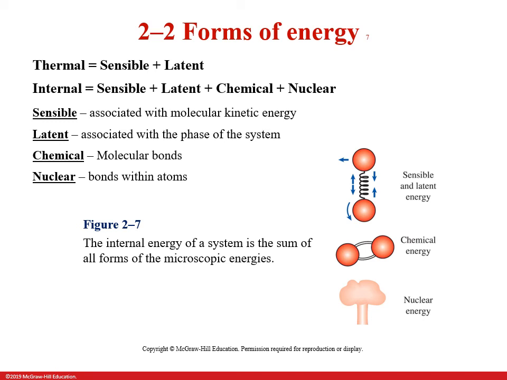So internal energy includes the energy of the molecular bonds. It includes the bonds within atoms. So internal energy is the sum of all the microscopic forms of energy, and you can see that visually. Sensible and latent heat have to do with the individual molecules themselves, the movement of the molecules and interaction of them. Chemical energy is between bonds, bonds within the molecule or bonds between atoms. And then nuclear energy is going to be within the atom itself, so splitting the atom.